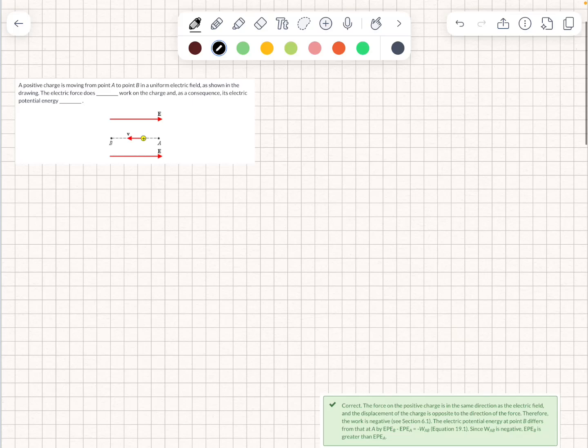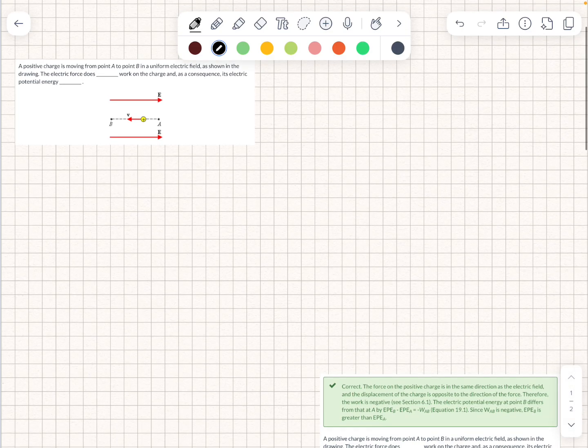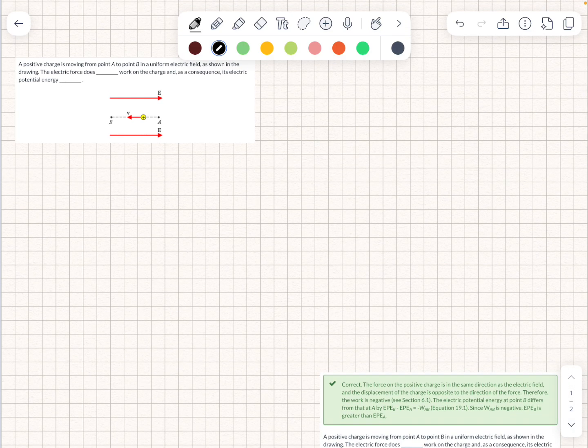This is week 2, homework 2A on Wiley Plus, and we're looking at question 2. A positive charge is moving from point A to point B in a uniform electric field, as shown in the drawing. The electric force does blank work on the charge, and as a consequence, its electric potential energy blank. So we have this model here that's helpful to us in the problem.